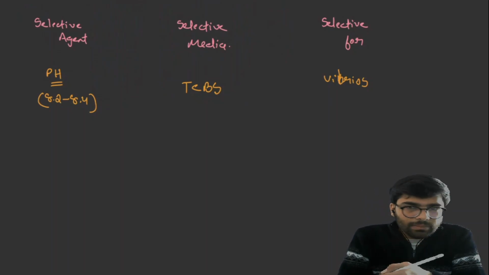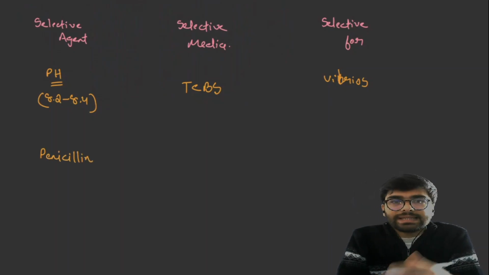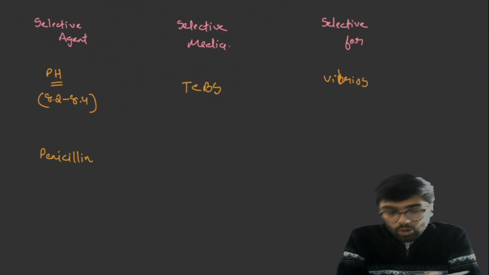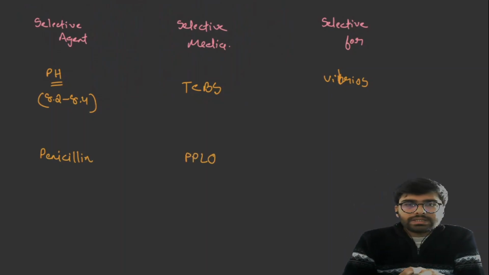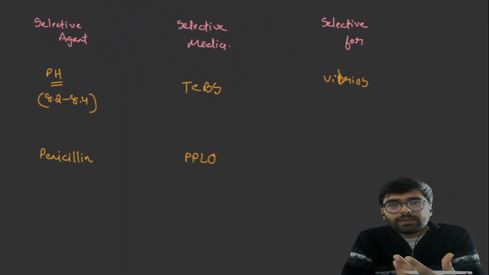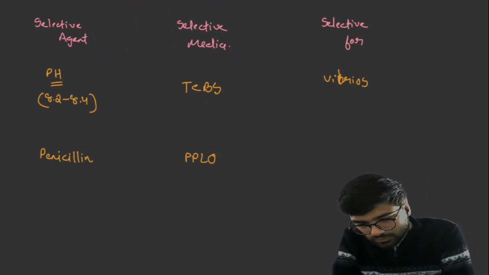The second example is antibiotic. So when we add penicillin as a selective agent to a media called PPLO, that is pleuropneumonia-like organism media, that is PPLO media. So it allows the growth of only mycoplasma.